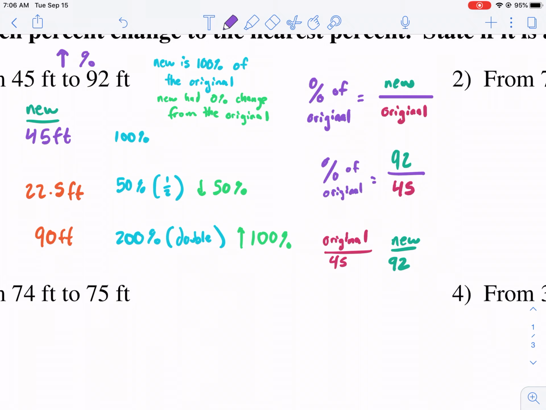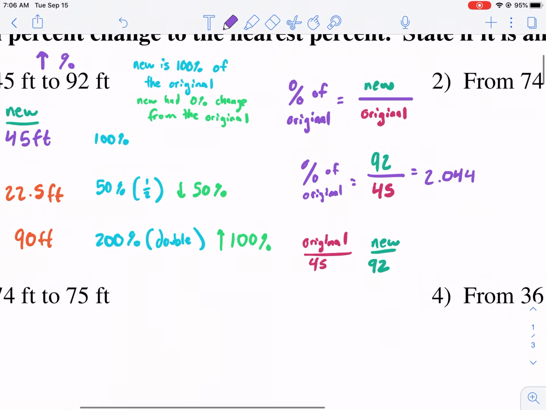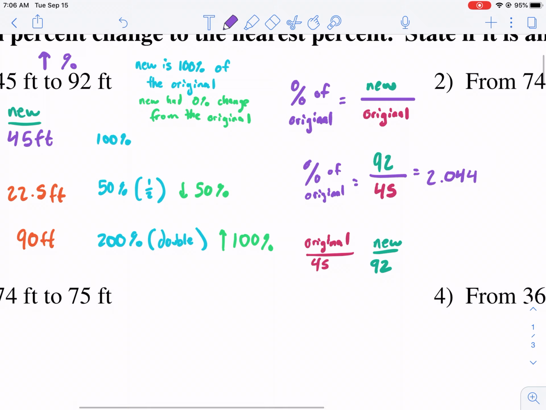Okay, so we do 92 divided by 45. You can use your calculator for this, by the way. And we get 2.04. Okay. If we want to say this as a percentage, we can easily calculate this as percent. This is 204.4 repeating percent, but I'm just going to round it to the nearest tenth, 204.4%. That's what the new is of the original.